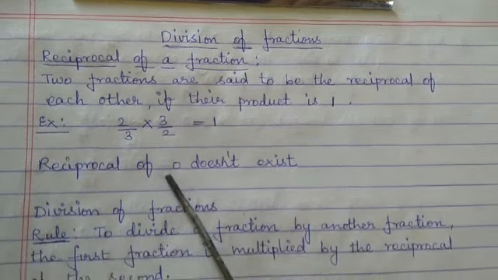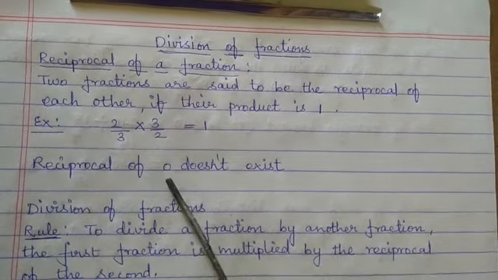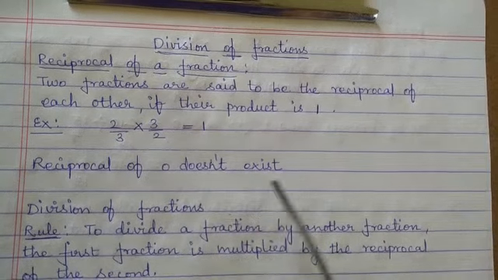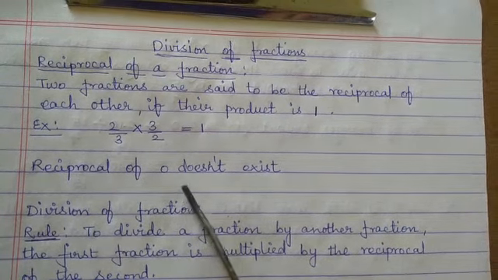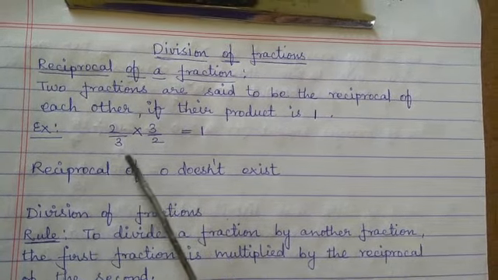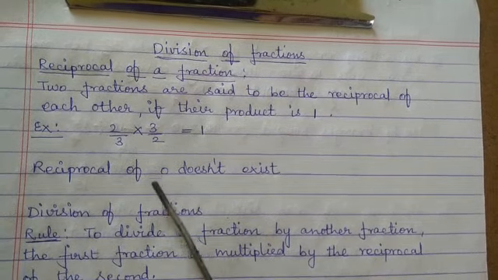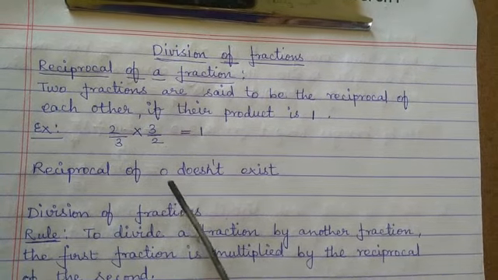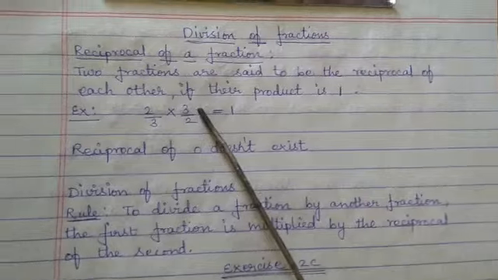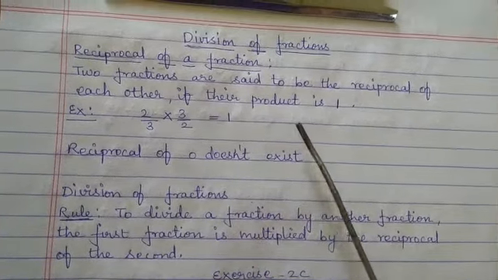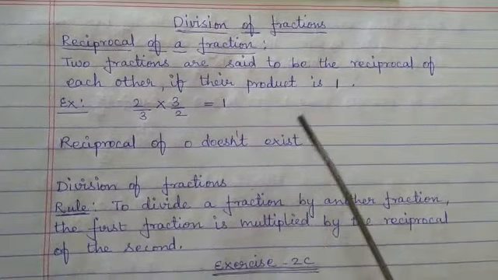And a very important point, the reciprocal of 0 doesn't exist. That means 0 cannot be the divisor, you know it. The divisor means in the denominator you should not write 0. The 0 may be in the numerator because 0 by 2 is equal to 0, that is also a fraction.